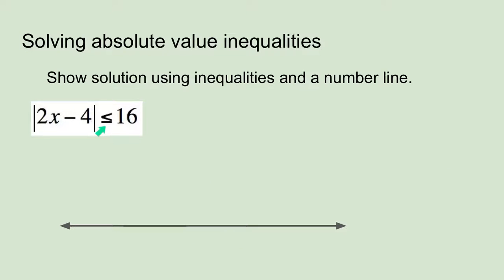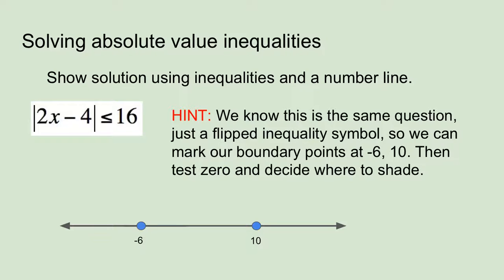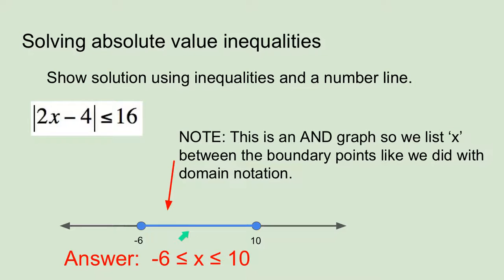What if we flipped this over to less than or equal to? So that's a slight change. All that it does is we still end up knowing it's going to be -6 and 10 because we already did this question. But then when we test 0, 0 would actually have worked because then we would have had 4 is less than or equal to 16, which would have been true. So that means the 0 was here and we should have colored here.